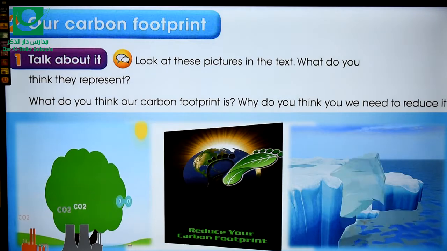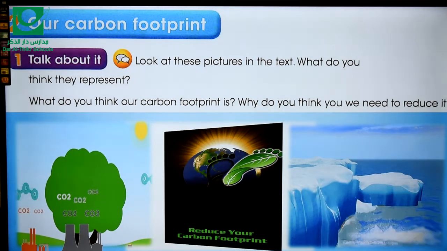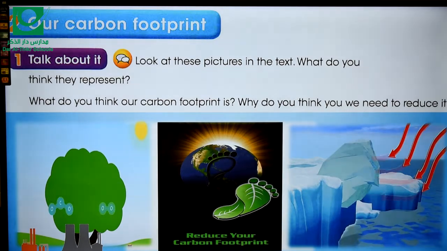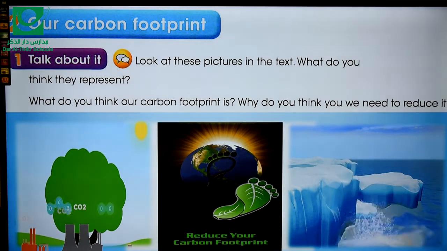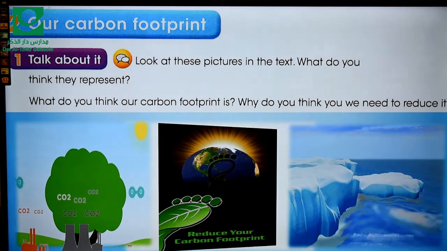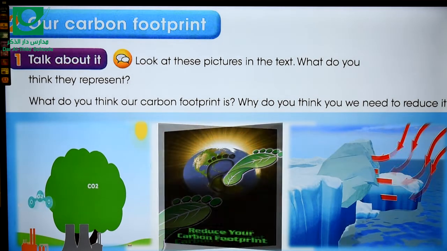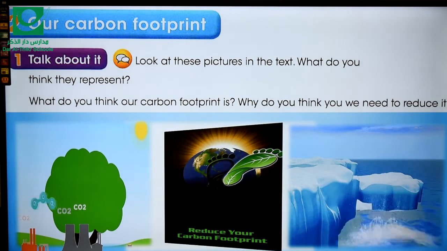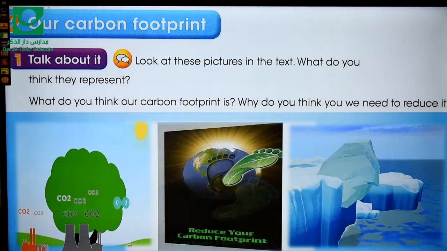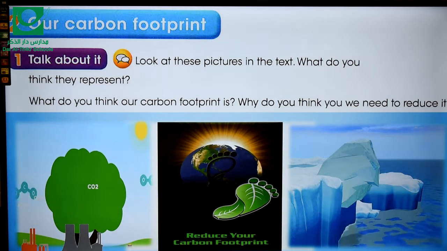Now look at these pictures. I've brought you some more pictures than your books. You don't find these in your book, but I just brought you some here. Every picture is speaking. The picture has got 1,000 tons. So look at these pictures in the text. What do you think they represent? What are they? How do you think our carbon footprint is? I'm not gonna tell you anything here. I just want you to tell me, what do you think about this? What do you think about carbon footprint? Just try to think. Give yourself some time. Why do you think you need to reduce it? Yes, so look at these pictures, try to think for yourself and continue watching the video.